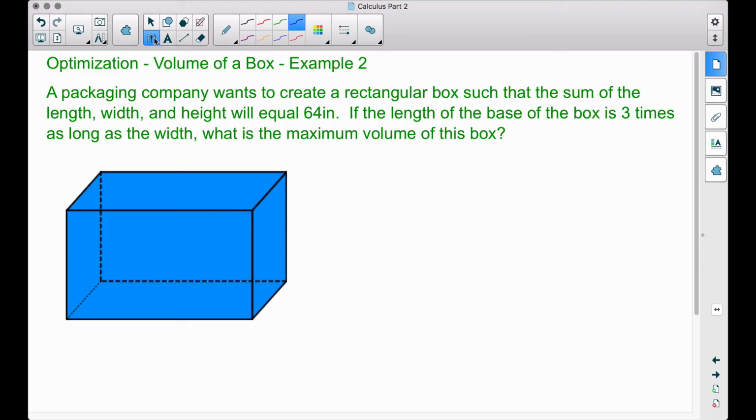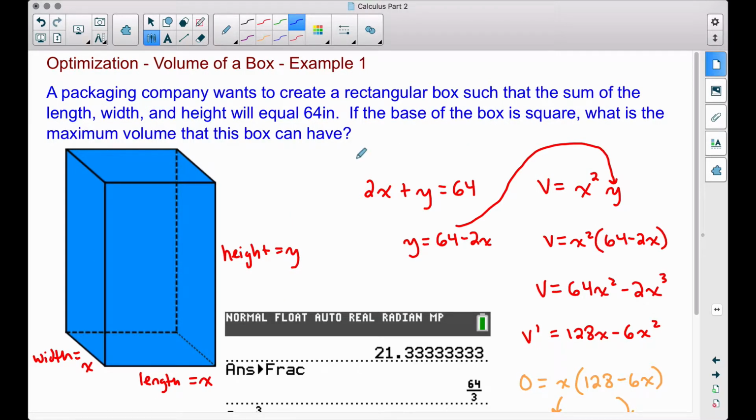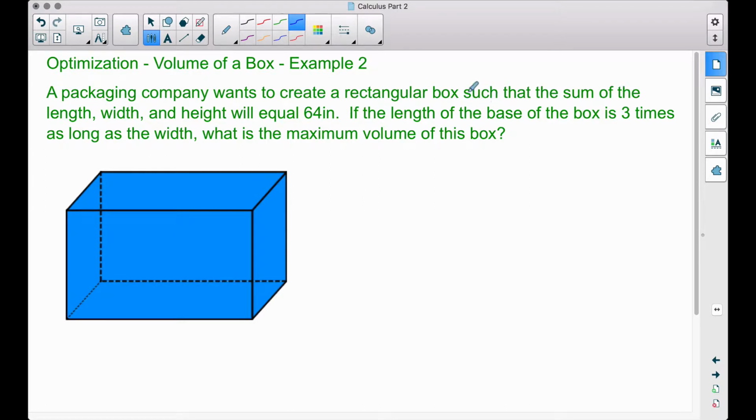In this video, this is another example of the volume of a box dealing with optimization, and we have a packaging company again, very similar to example 1. They want to make a rectangular box such that the sum of the length, width, and height will equal 64 inches, very similar. However, if the length of the base of the box is 3 times as long as the width, what is the maximum volume of this box?